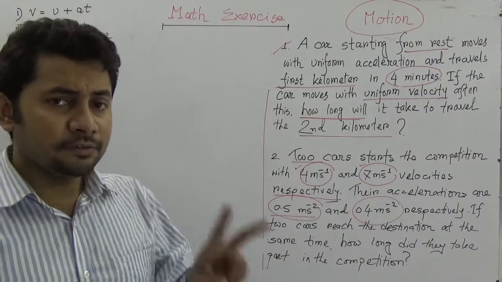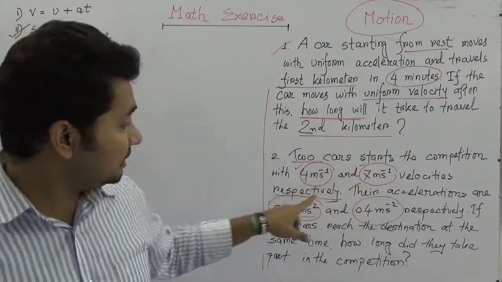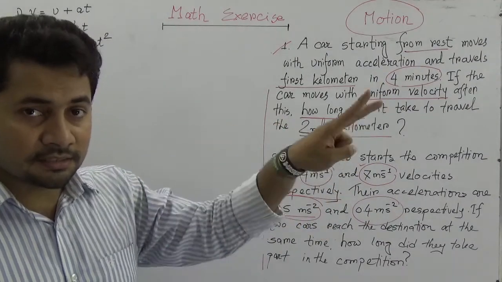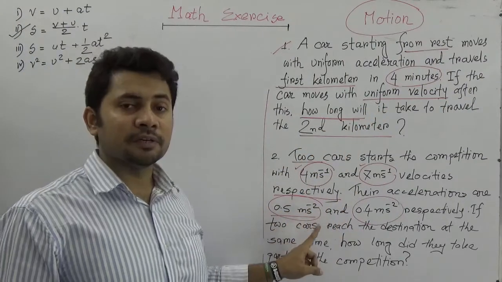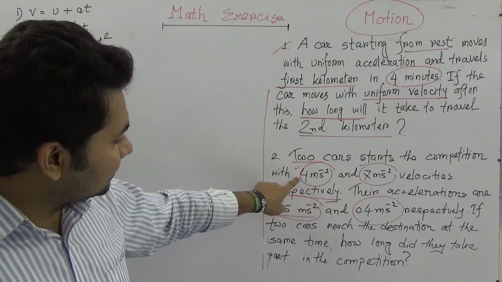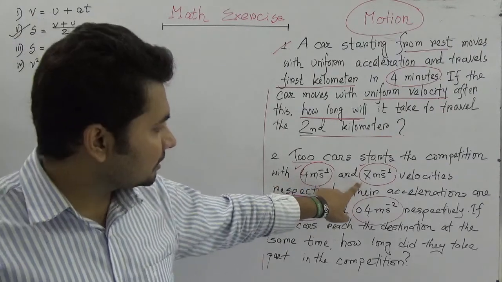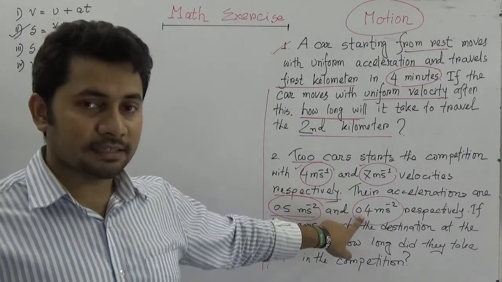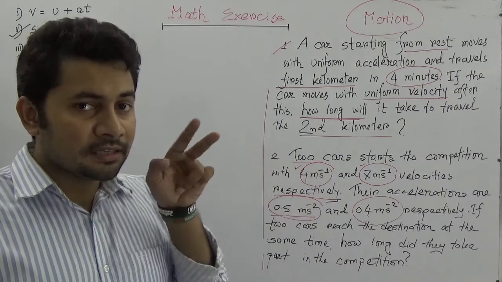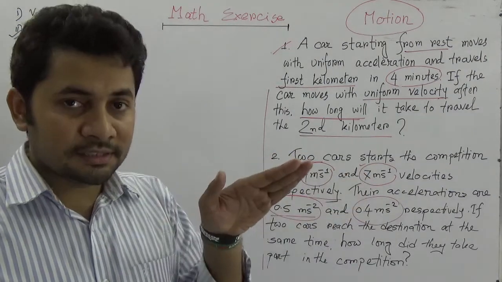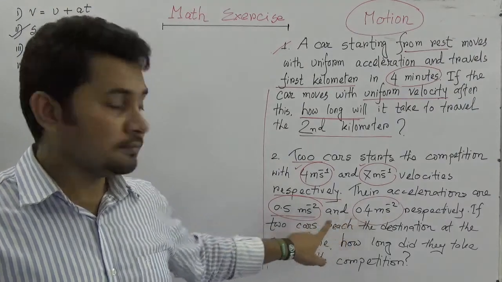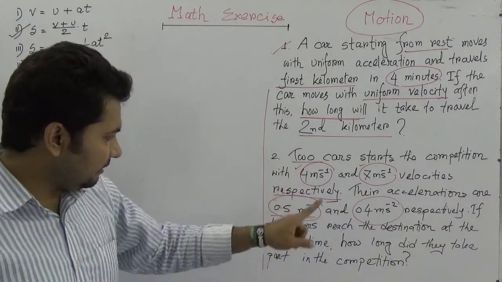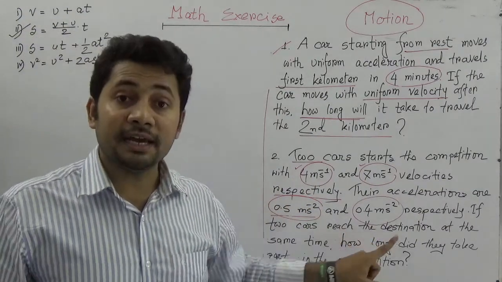So the question is, 2 cars start the competition with 4 meters per second and 7 meters per second, 2 different velocities, but their accelerations are different. And we see a very interesting thing: the first velocity is comparatively smaller than this one, but the acceleration of the first car is comparatively higher than the second car. So though the second car starts with the higher velocity, it gets a lower acceleration than the first one.